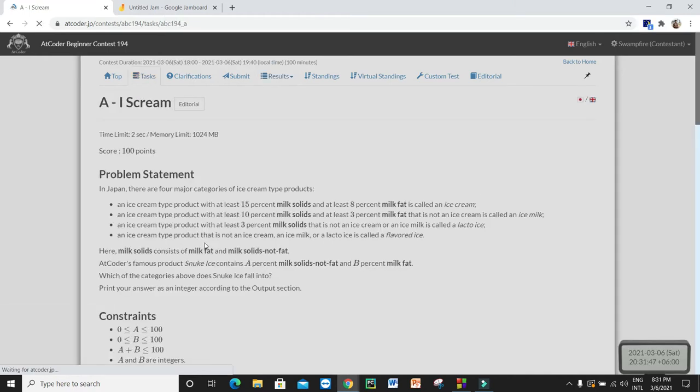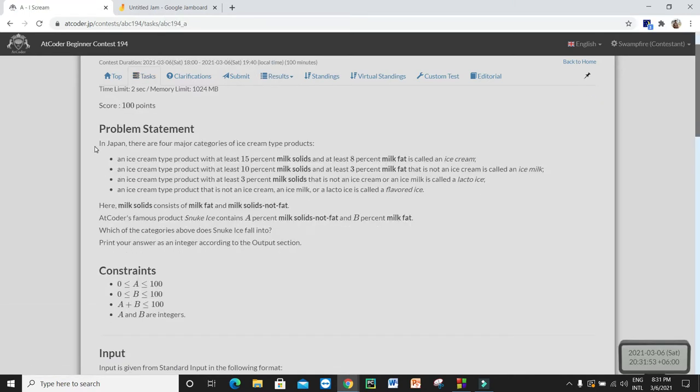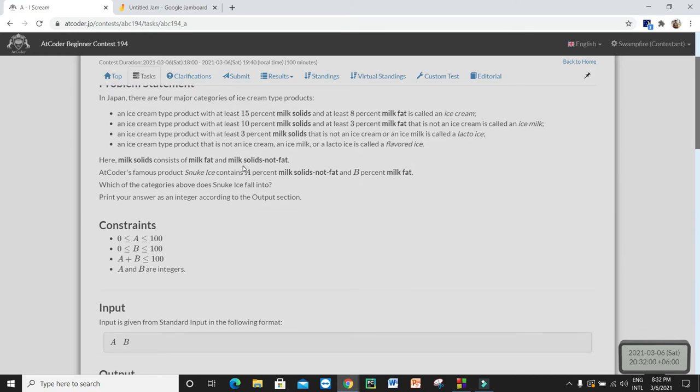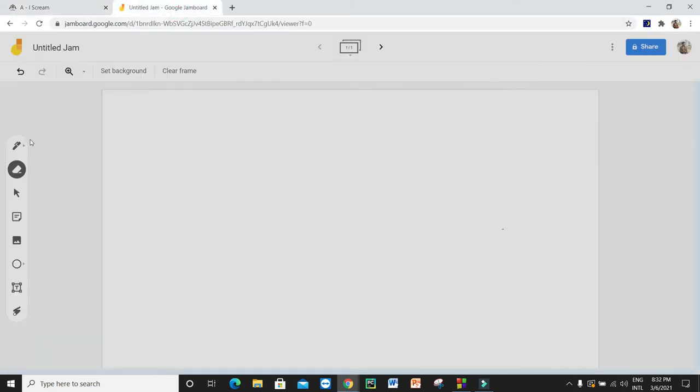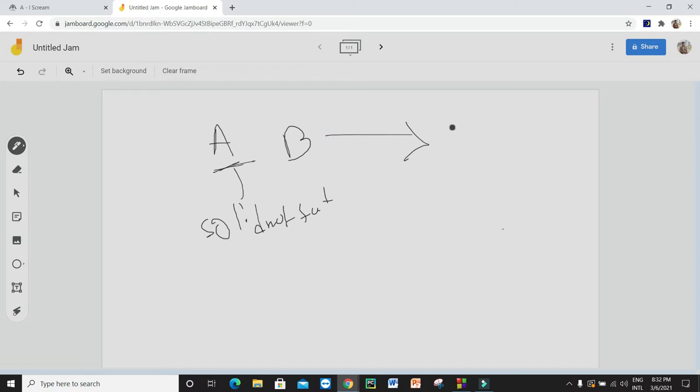So the first problem is Ice Cream. I am not reading the whole statement; you should read it and you must understand it. So suppose you have two variables, A and V. This is the value of milk solid non-fat, okay, and this is the value of fat, right?